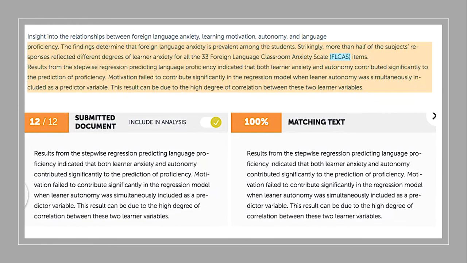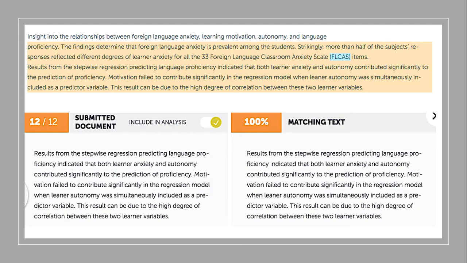Let's look at one more. It's the same text, and it's this bit here where we read "results from the stepwise regression..." And again, we see that this is 100% matching, and this is a large chunk of text. We have one long sentence, one shorter sentence, and the student's document is exactly like the original, and there is no citation included. So again, this would be considered an instance of definite plagiarism.